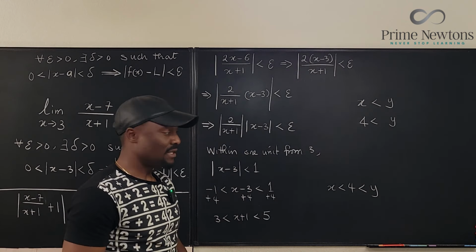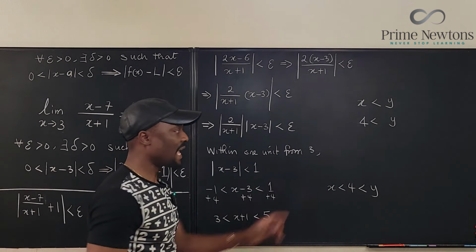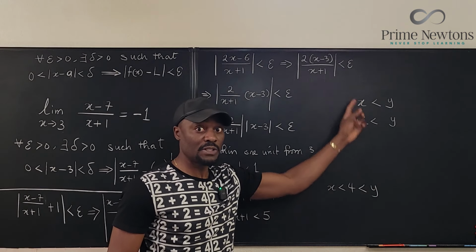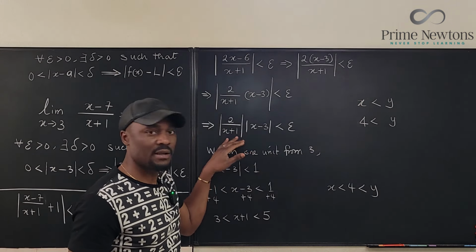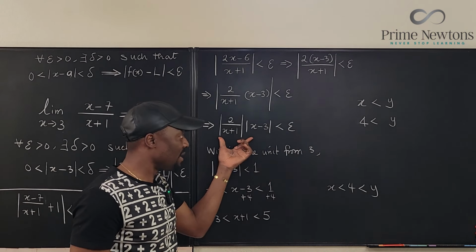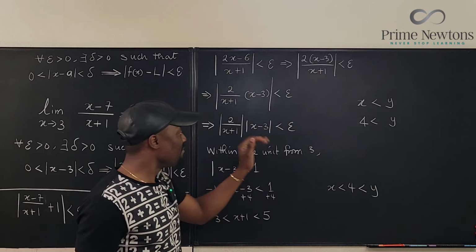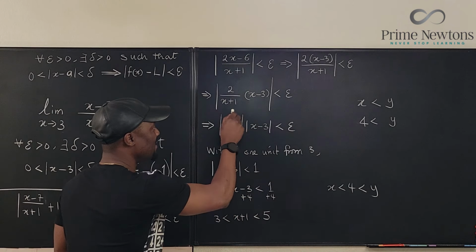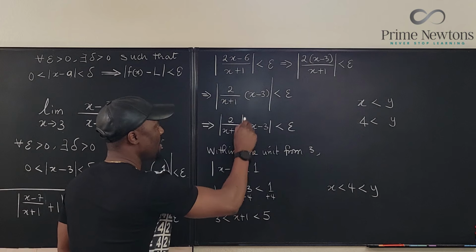What I can do is make this bigger, like I made this bigger, because I told you x is less than 4, so 4 is bigger than x. I want to make this bigger and still say it is less than epsilon. Because if this is bigger and it's less than epsilon, it means that the smaller one was less than epsilon. So how can we make this bigger?